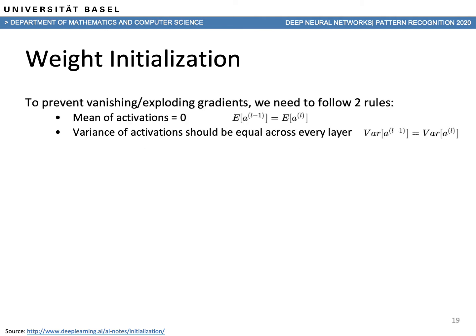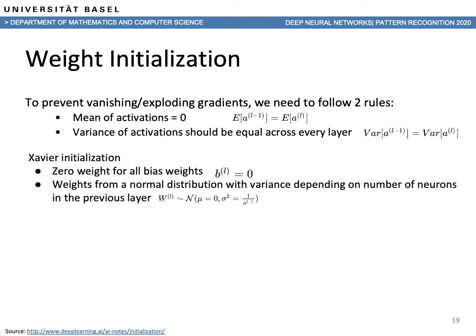One simple weight initialization method to prevent vanishing or exploding gradients is to follow these two rules, namely that the mean of the activations should be 0 and the variance of the activations should be equal across every layer. And one that is often used is what is known as the Xavier initialization, where all biases are set to 0, and the weights are drawn from a normal distribution with variance depending on the number of neurons in the previous layer.